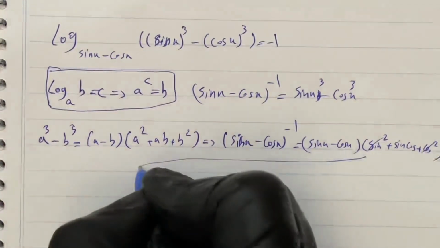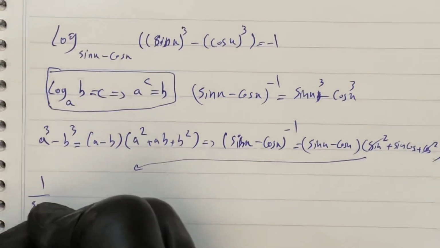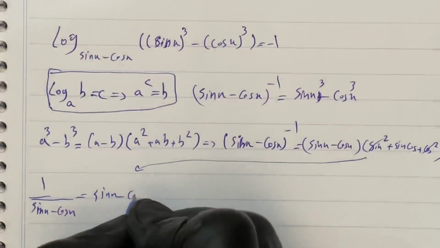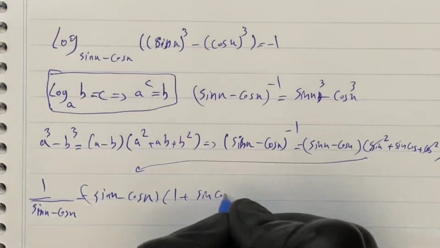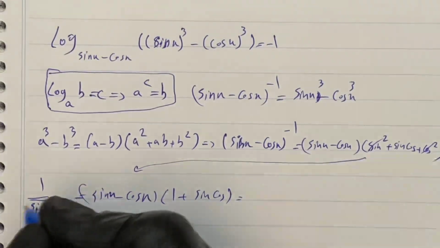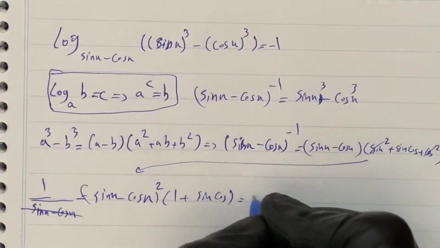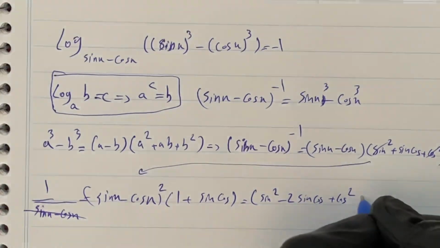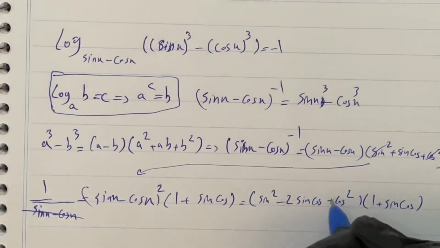So let me write it here. We have 1 over sine x minus cos x equals sine x minus cos x times 1 plus sine cos. I want to multiply this by this, so this will simplify and you have a square here. So if you square, we have sine squared minus 2 sine cos plus cos squared, times 1 plus sine cos. Again, we know that sine squared plus cos squared is 1.